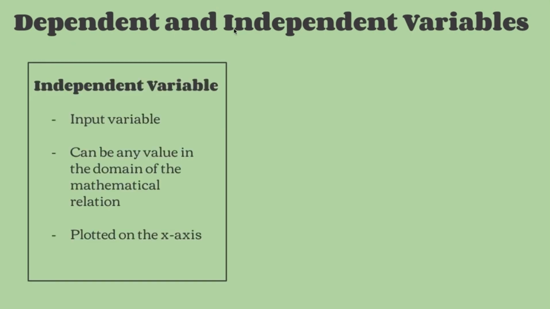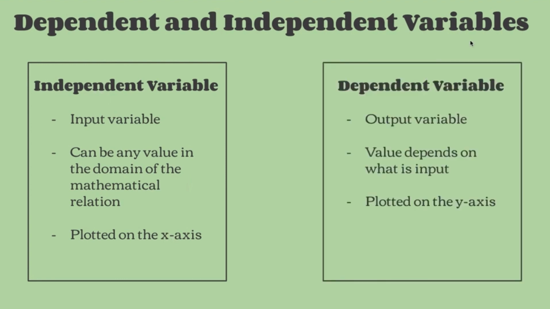So maybe you've heard these terms in your science classes or other classes, but let's go over what these are in math. The independent variable is also known as the input variable. It can be any value in the domain of the mathematical relation, and it's always plotted on the x-axis. So the independent variable can be any value. It's always on the x-axis. So remember, independent is x.